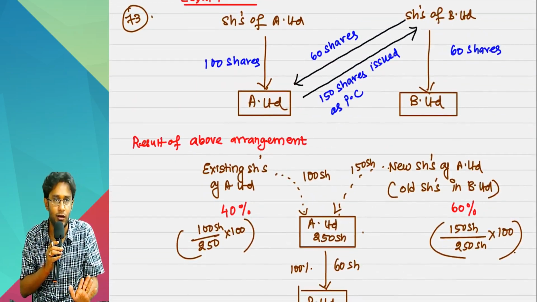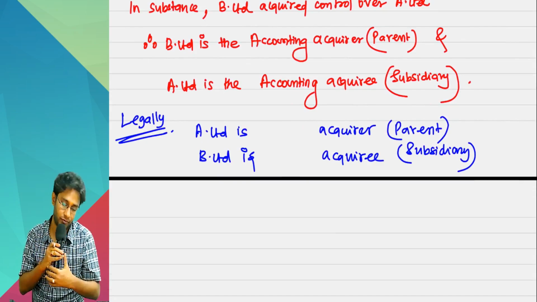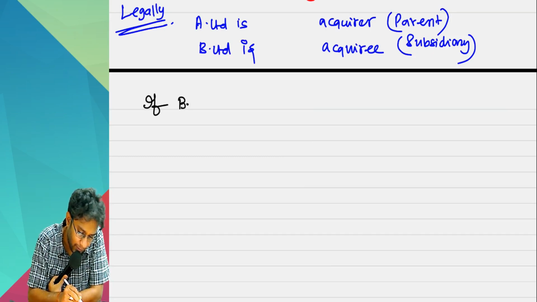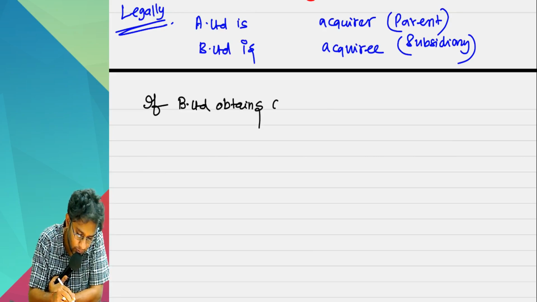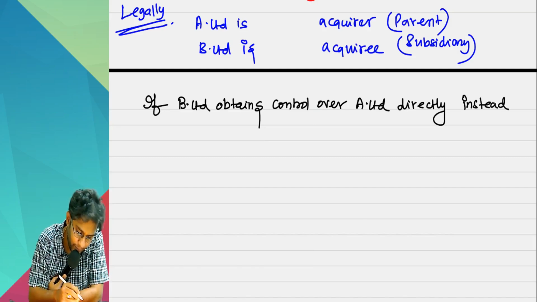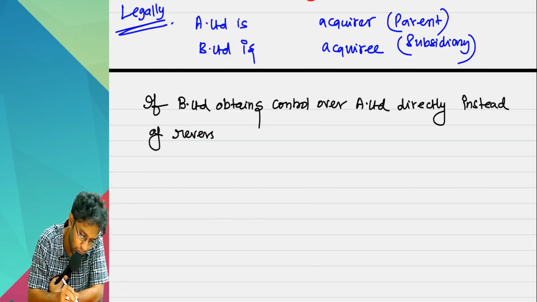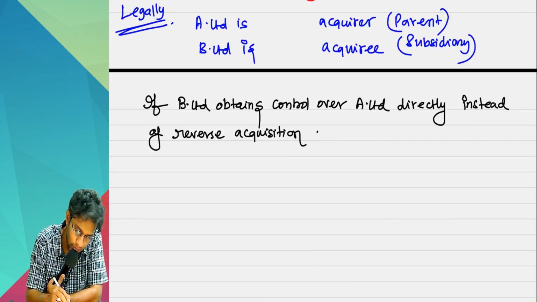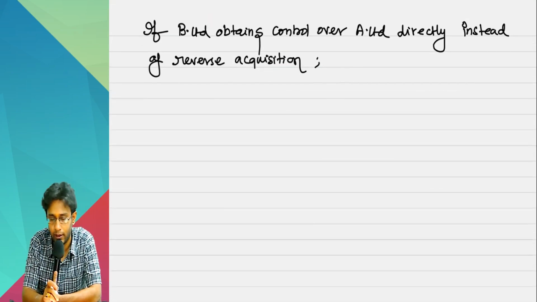Sir, the arrangement is clear now, what they have done. Now how to think is like this. If B Limited obtains control over A Limited directly instead of reverse acquisition, then how would the picture look?